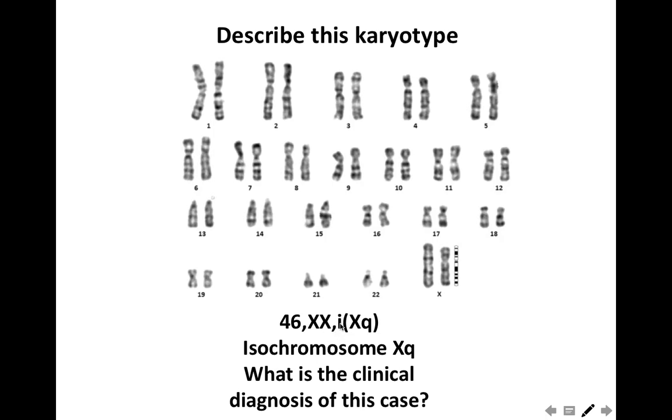So the description here is 46,XX, i for isochromosome, open the brackets, which chromosome is affected? It's the X chromosome. Which arm is affected? It's the Q arm, which is the one duplicated in this isochromosome. What is the clinical diagnosis of this case? Is this balanced or unbalanced? Of course, it is unbalanced here, right? And what is the clinical diagnosis of this case? This will present as a case of Turner syndrome.